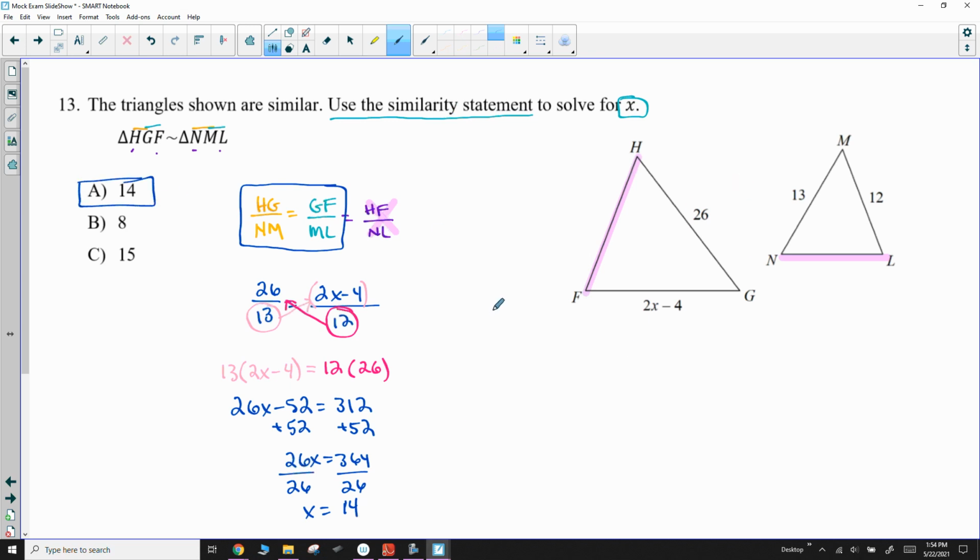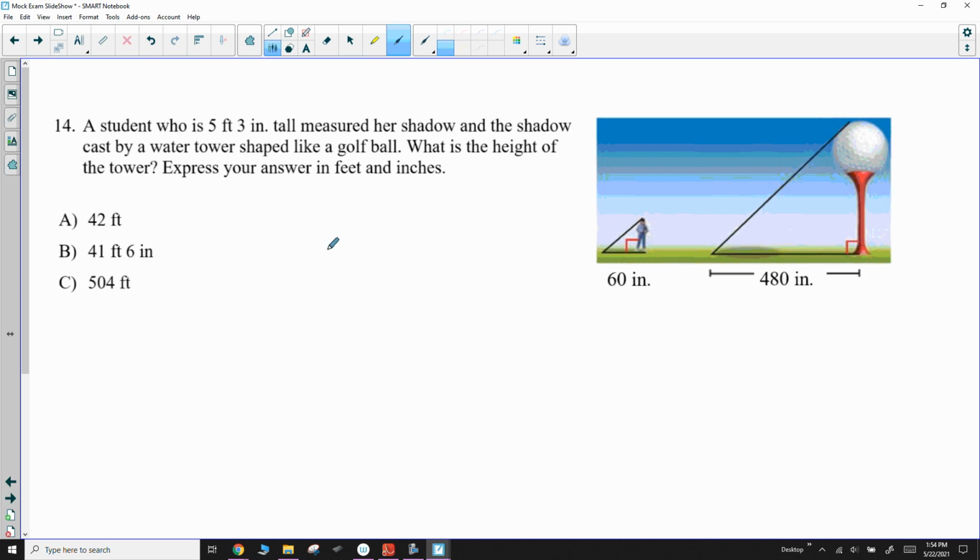The answer is A. If you happen to notice that this was reducible, you could say that 26 over 13 reduces to 2 over 1. So you could do 2 over 1 times 2x minus 4 over 12, and your math would have been a little bit simpler, but if you didn't recognize it, you're still going to end up with the same answer.